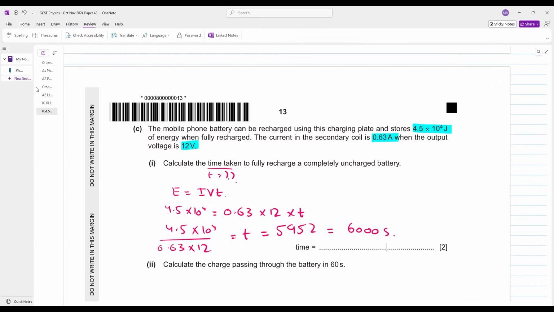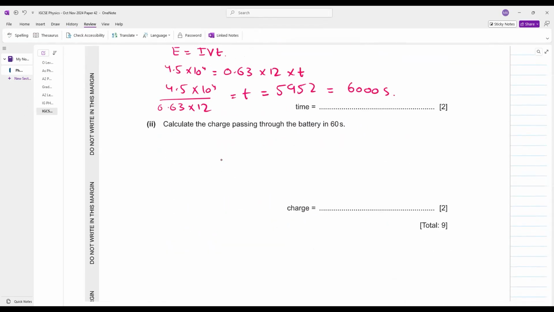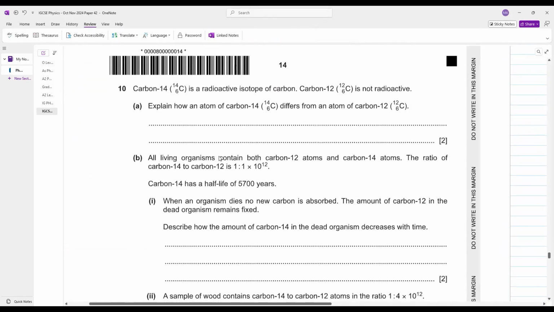Calculate the charge passing through the battery in 60 seconds. How do we find the charge? Charge is equal to current times time. The value of current is 0.63 multiplied by the time, that is 60. Can you calculate the charge, 0.63 × 60? The charge comes out to be 38 coulombs. Moving ahead.